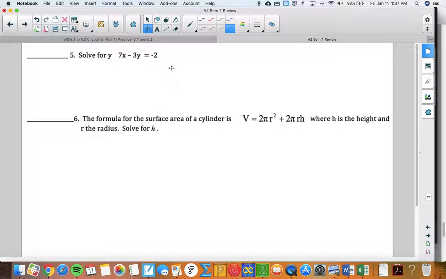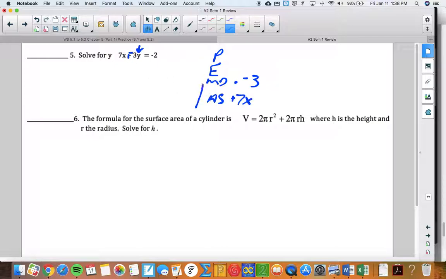Next one, we're solving for y. So you want to ask yourself, hey, what's being done to y? It is being multiplied by negative 3. It's also getting added to by 7x.